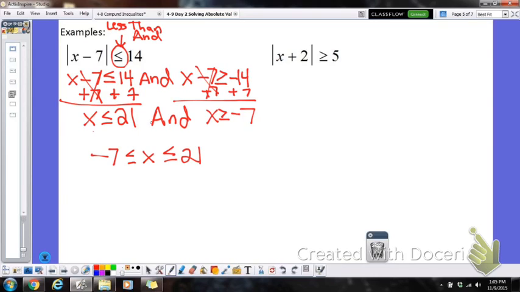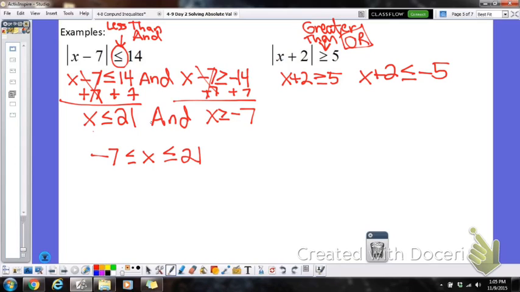We have the absolute value of x plus 2 is greater than or equal to 5. We have a greater than symbol, so we know that we are going to have an or statement. A greater than tells us we have an or statement. So I need to be greater than my original number, so x plus 2 needs to be greater than or equal to 5. And then I need to be less than the negative of my original number. So less than or equal to -5.